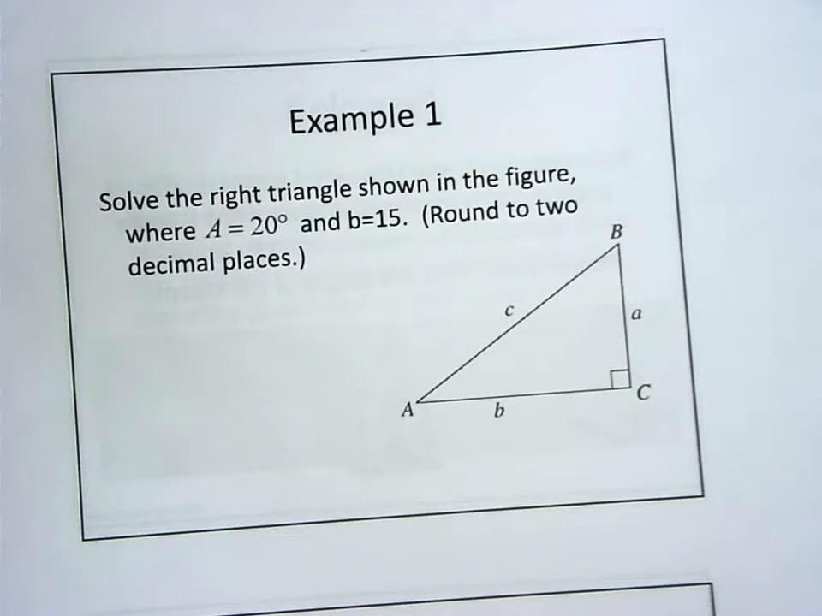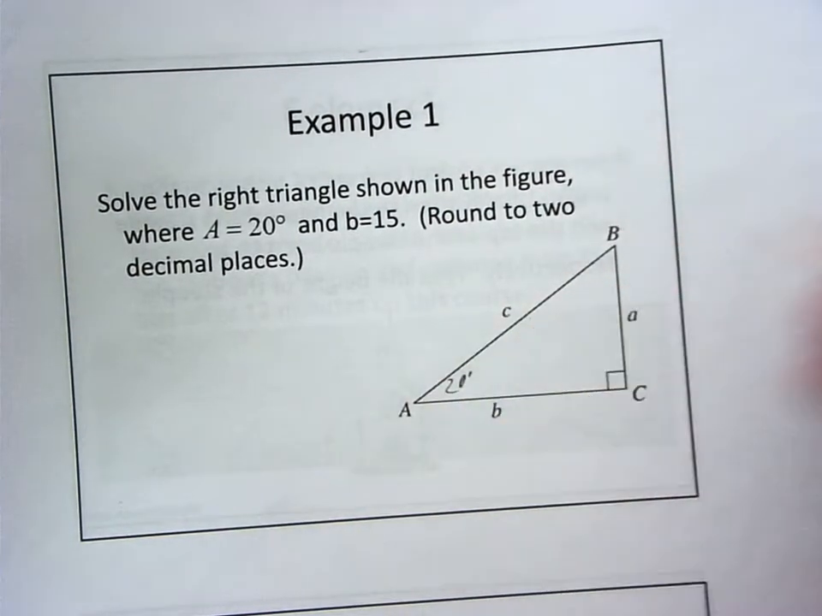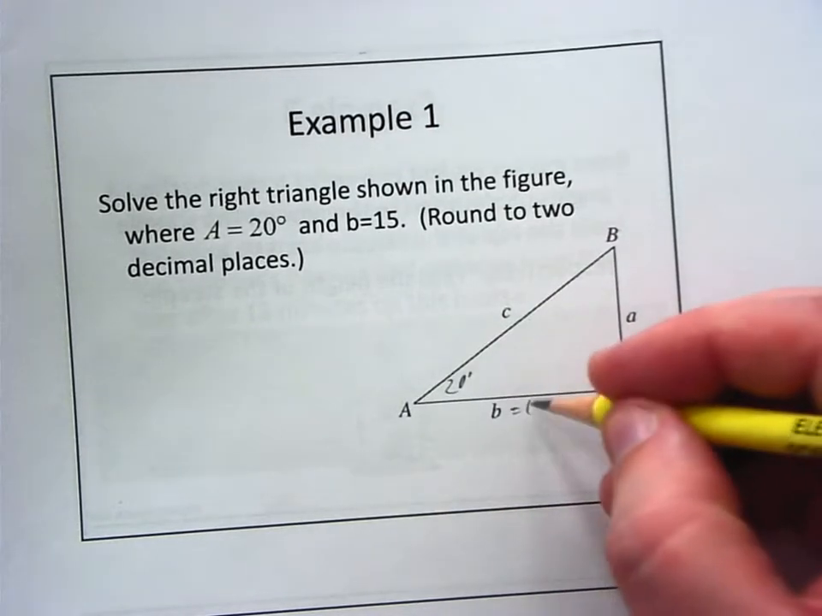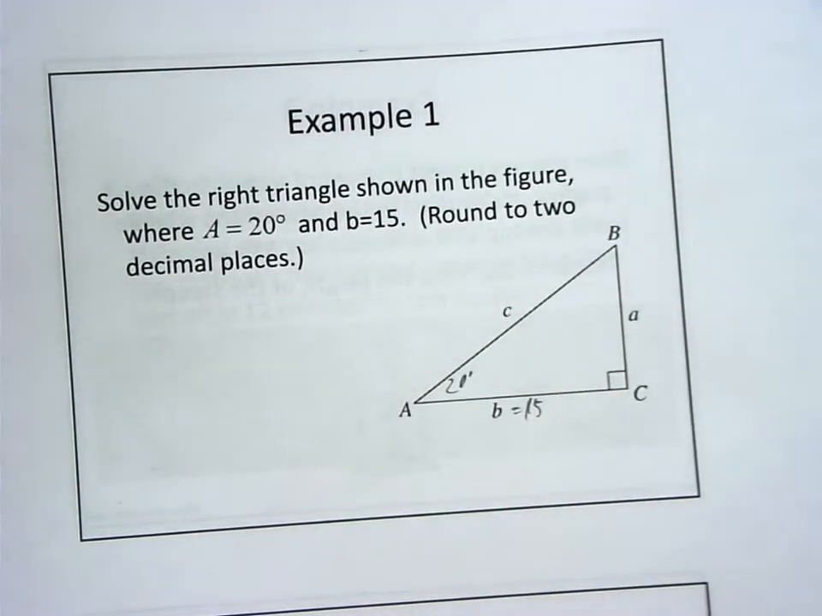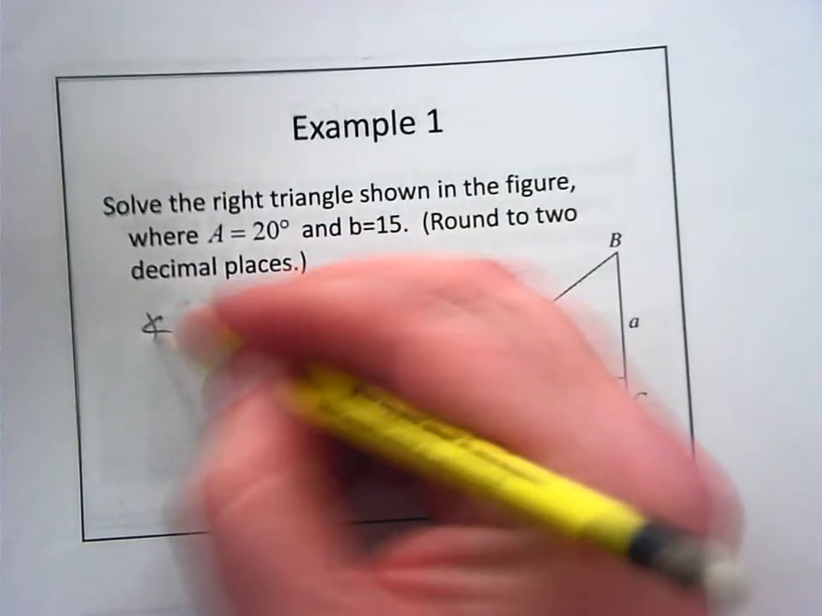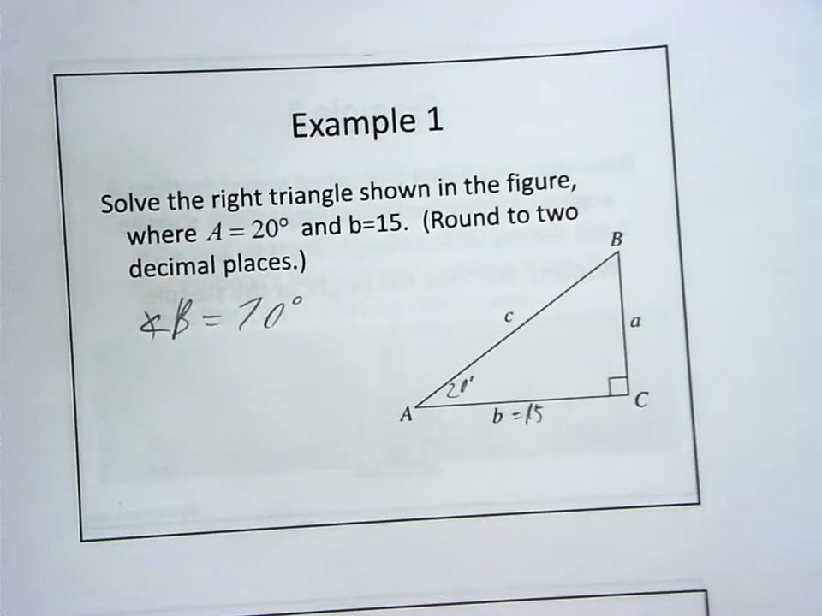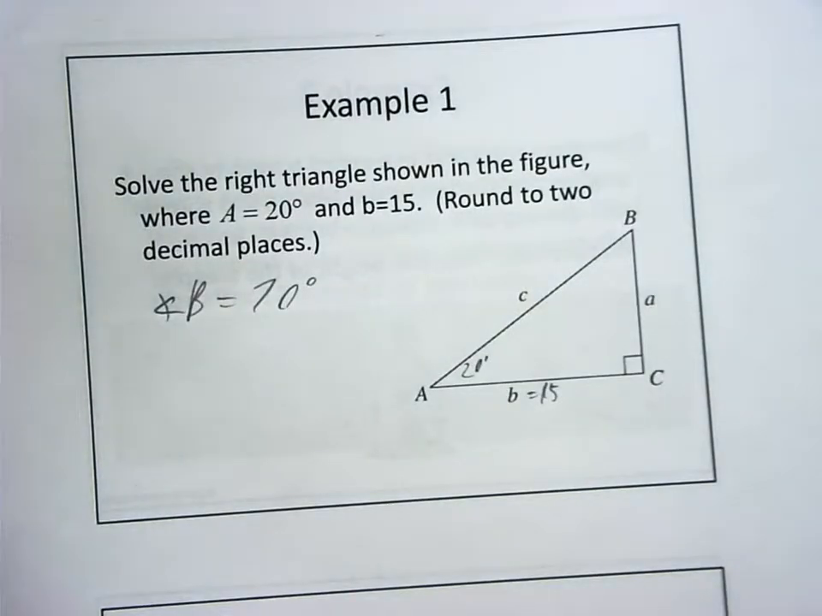So for this, they're usually going to give you 3 pieces of information because you need at least that much. They give you A is 20 degrees. They give you B is 15. What's the third piece of information they give you? 90 degrees. The 90-degree angle. So, easy one first. What's angle B? 70 degrees. Okay.